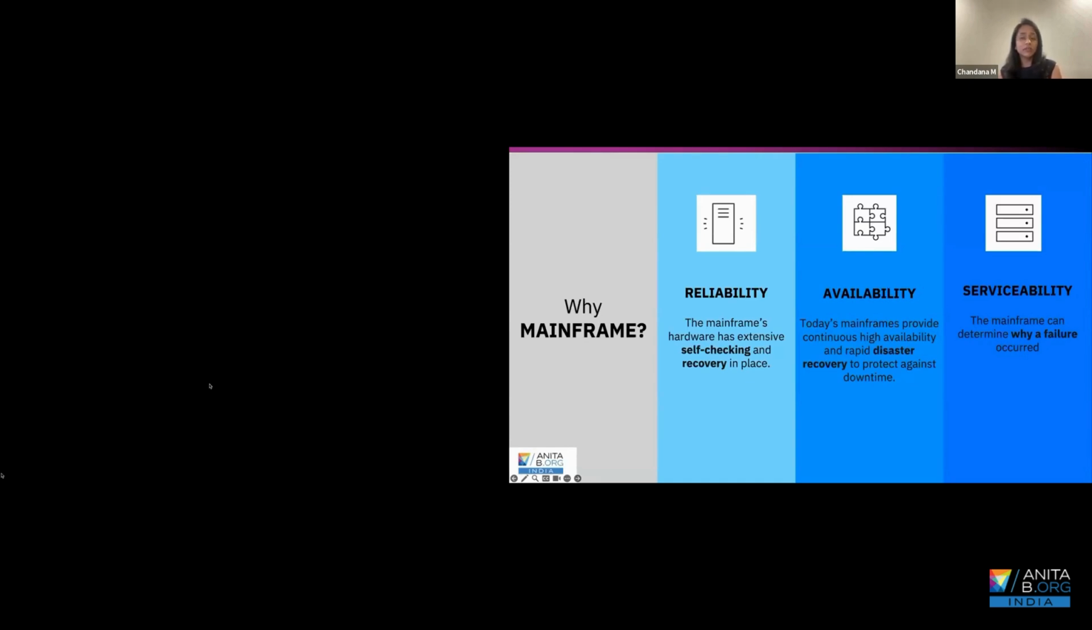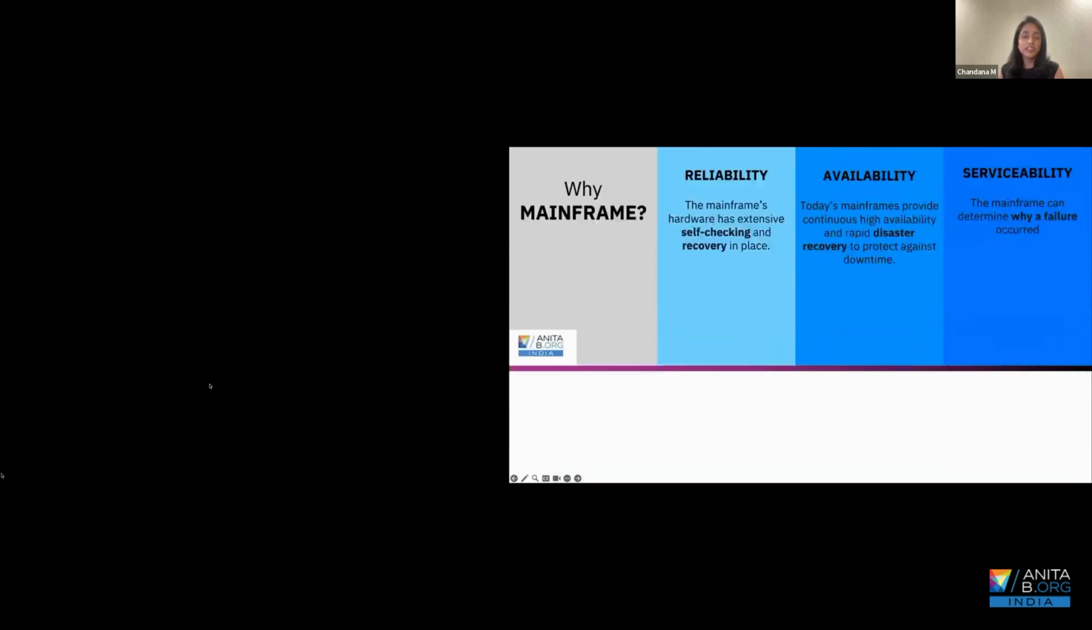And next is availability. It has to be up 24 by 7. Even during any maintenance session or upgrade that's going on, it has to be up and available. And next is serviceability. No matter what upgrade or repair is being done, we cannot stop any of the services that we have. So it has to be serviceable at all times.